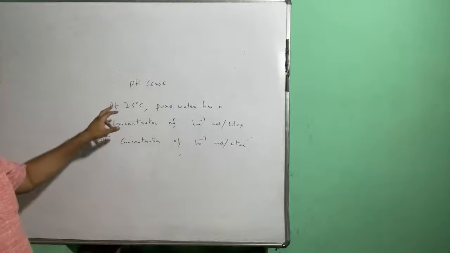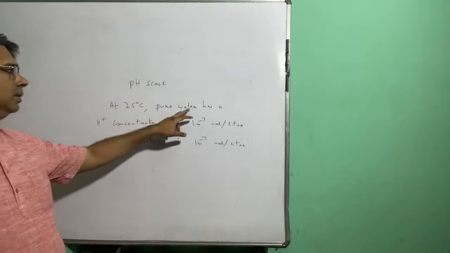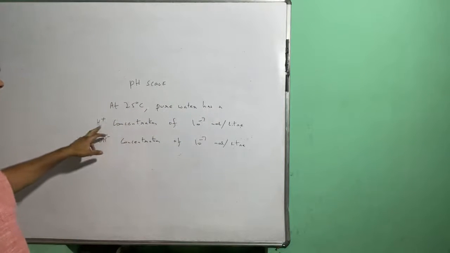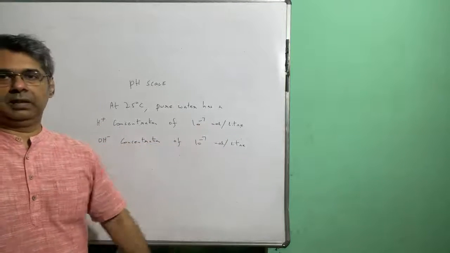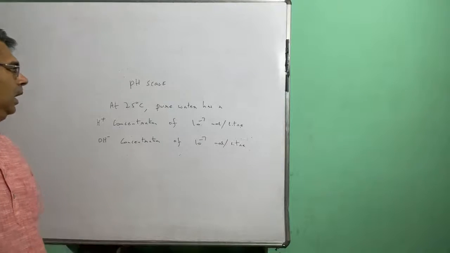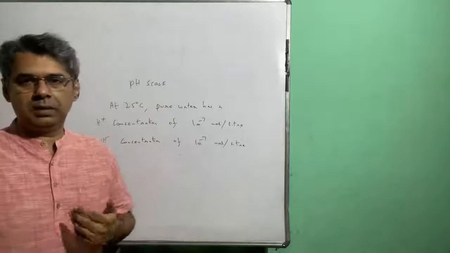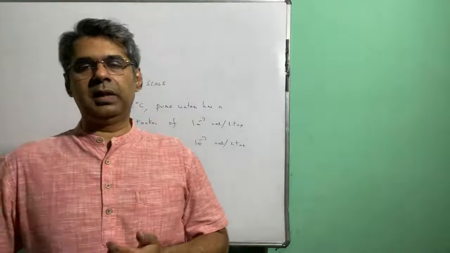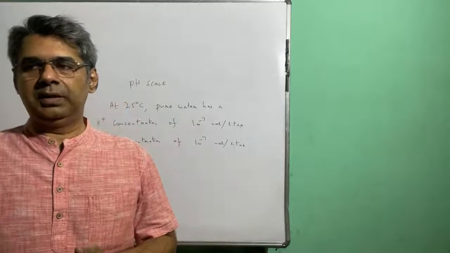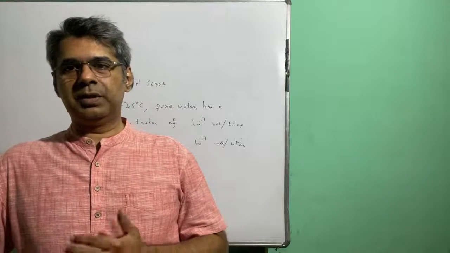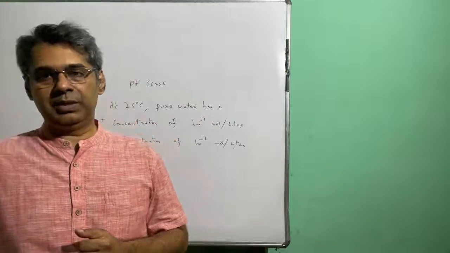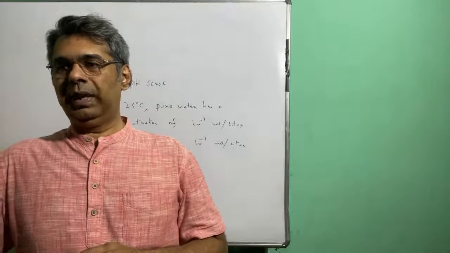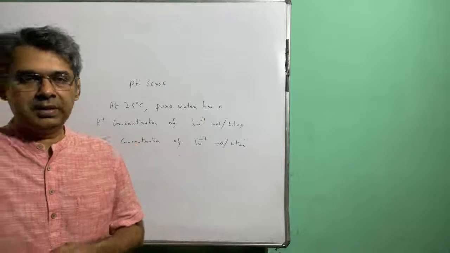At 25 degrees Celsius, pure water has a hydrogen ion concentration of 10 to the power minus 7 mole per liter. Most of the great scientists involved with chemistry were Europeans, and in Europe the standard room temperature is taken as 25 degrees Celsius.